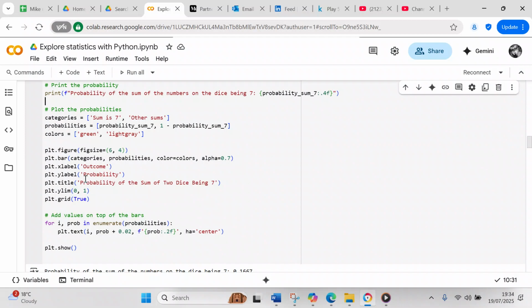So plt.figure(figsize=(6, 4)), plt.bar(categories, probabilities, color=colors, alpha=0.7).